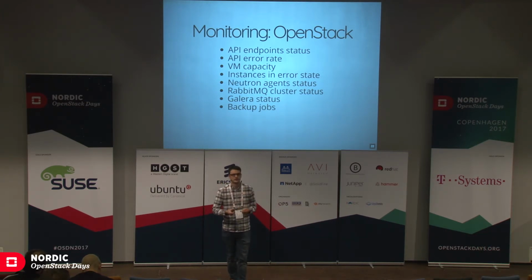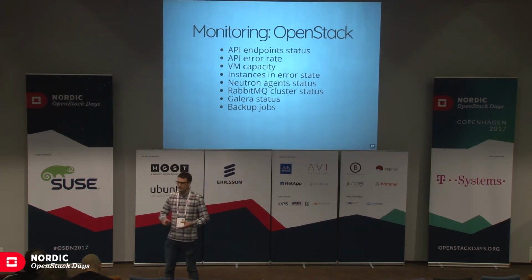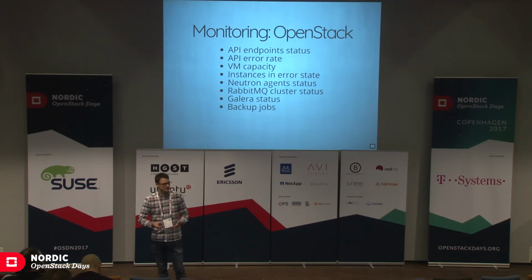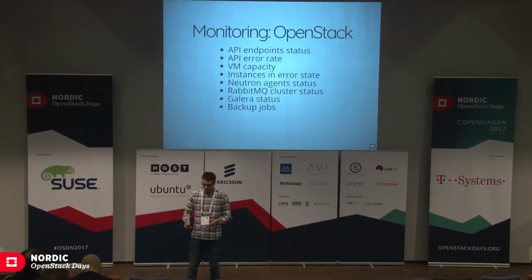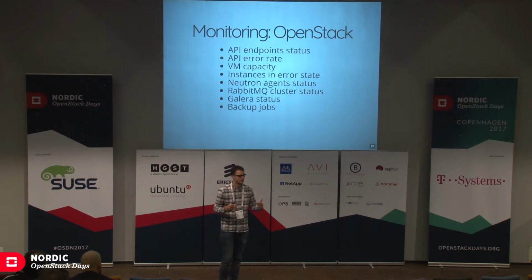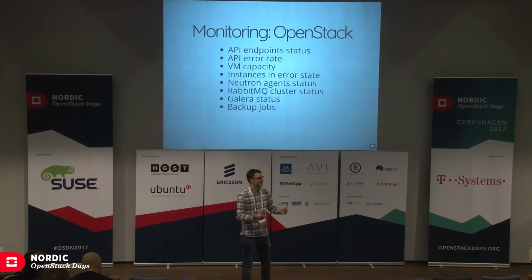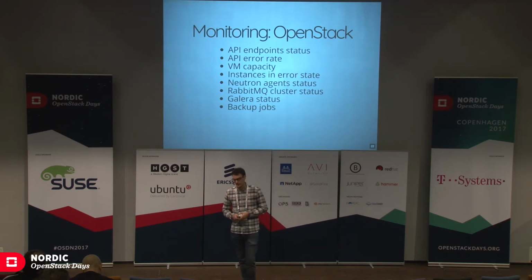The OpenStack-specific things are monitoring things like the API endpoint status and the API error rate. If customers are getting a lot of errors, you should be able to react and detect that. You want to monitor your capacity. It's never fun to run out of capacity and have customers tell you about it. You want to know about it in advance. You want to monitor the status of different things, and most importantly, you want to monitor your backup jobs, because you need to back up your OpenStack database, your user list, and all that stuff. So it's really important to have that in the monitoring strategy as well.